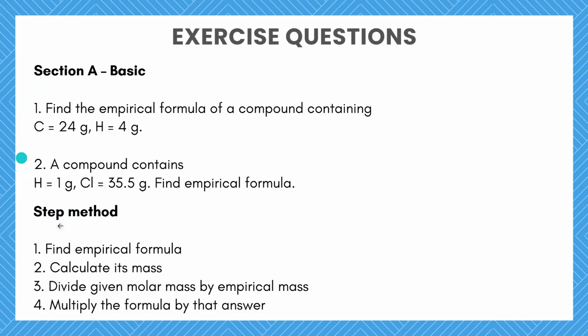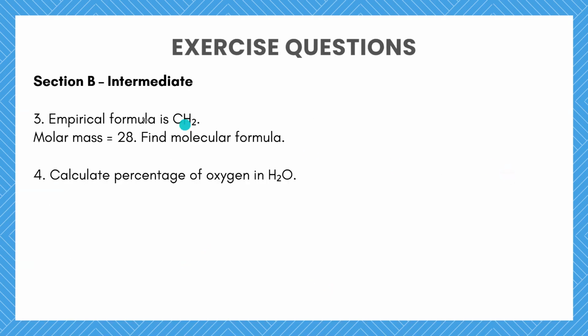You can see the step method. First, we find the empirical formula. Second, we calculate its mass. Thirdly, we divide the given molar mass by the empirical formula mass. And fourthly, we multiply the formula by that answer. Enough said already. Let's go ahead and apply this to this question. Step number one is to write the empirical formula. The empirical formula is CH2.